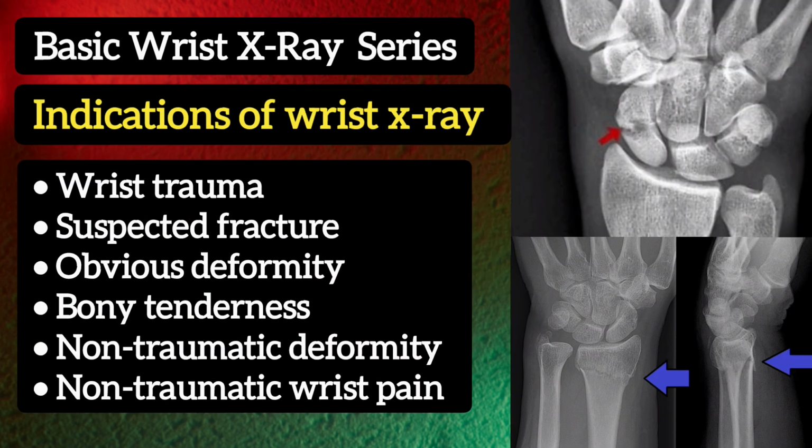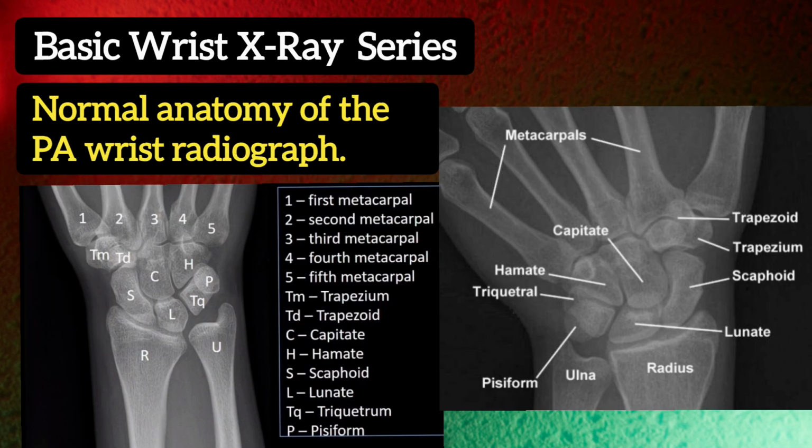Indications of wrist X-rays include wrist trauma, suspected fracture, obvious deformity, bony tenderness, non-traumatic deformity, and non-traumatic wrist pain. Normal anatomy of the posterior anterior wrist radiograph.